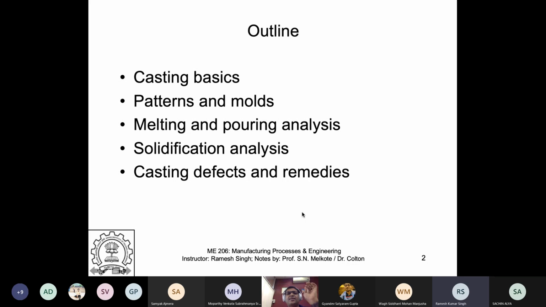So basically, in this class we'll cover casting basics. Then we'll talk about patterns and molds, and then there is some analysis. We'll talk about melting and pouring analysis, and then solidification, because casting inherently is a process where you pour molten material and then let it solidify. And then there will be some defects and remedies which we'll talk about. So that's the outline for this entire casting topic.